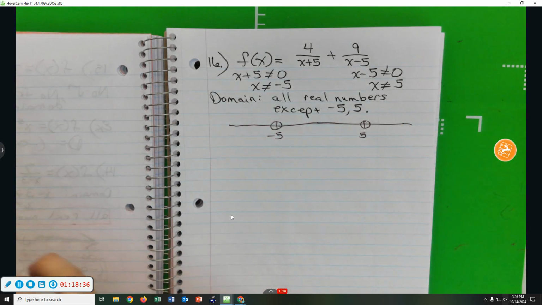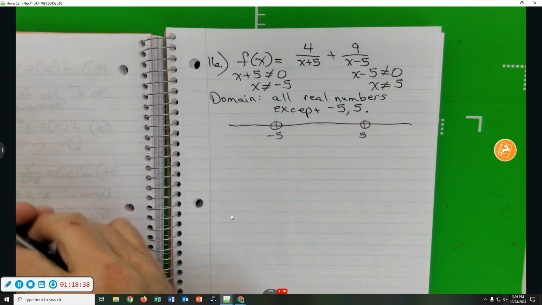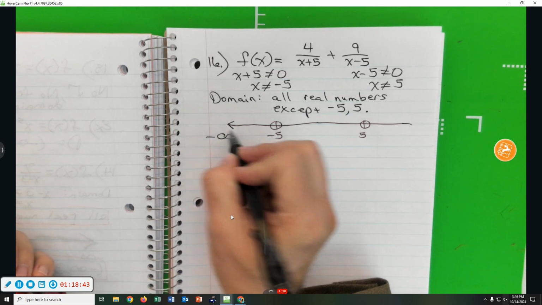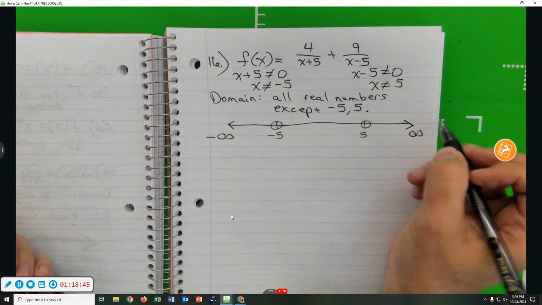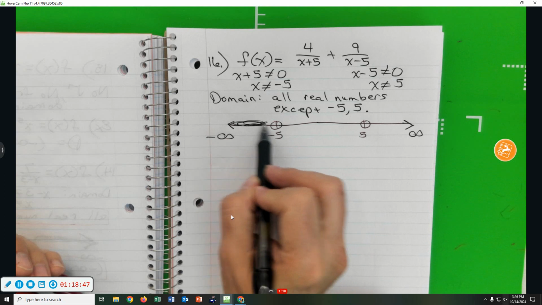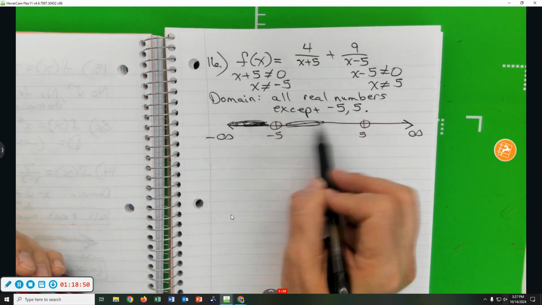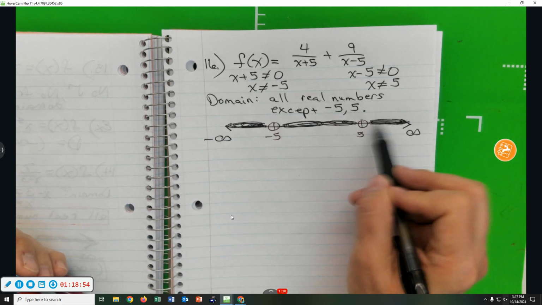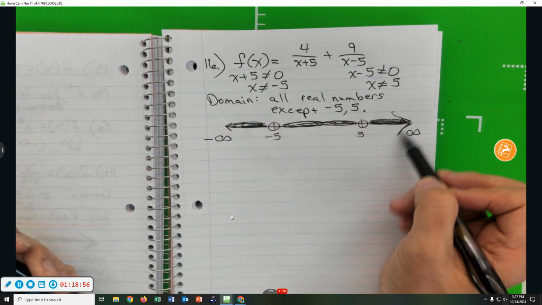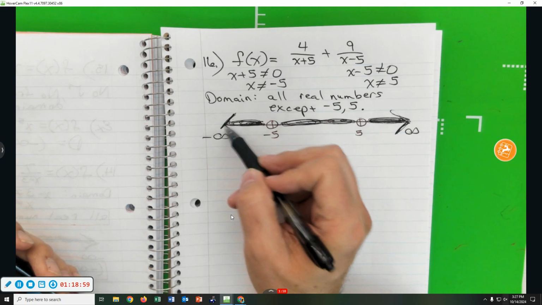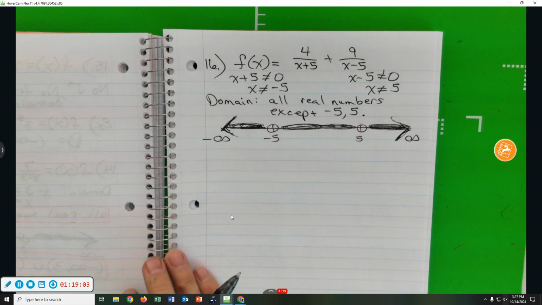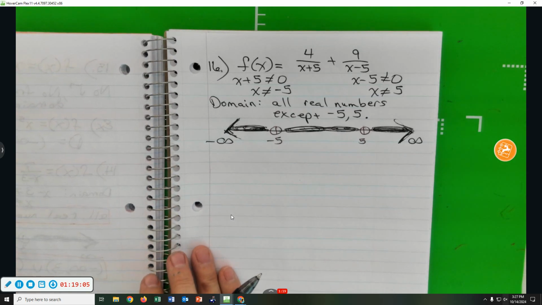There and there. And remember, to the left is what? Negative infinity, and to the right is positive infinity. You can use any of these numbers and any of those numbers. Everything except -5 and +5. So, will our interval notation have any brackets in it? No, because there are no closed circles.